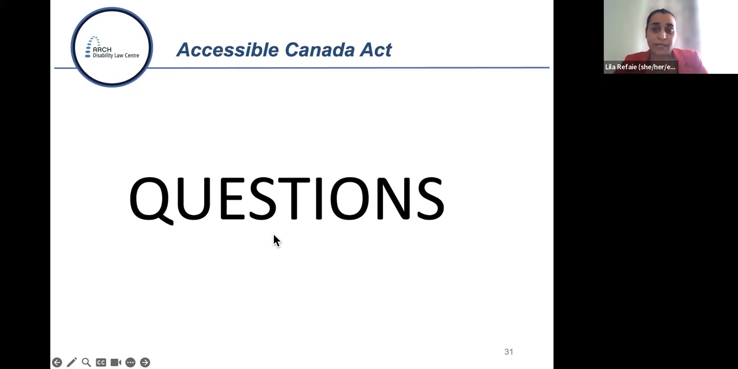So essentially, the answer is yes. Any of the federally regulated businesses of 10 or more employees, to be captured under the Accessible Canada Act, they have to be federal or federally regulated. So again, we're making that distinction between a provincially regulated private business versus a federally regulated business.